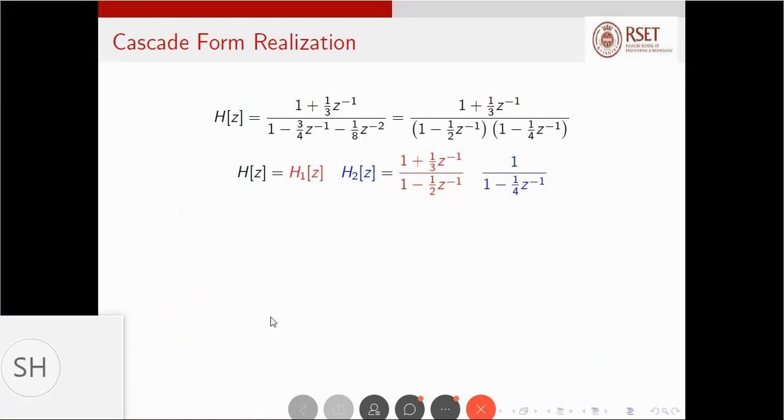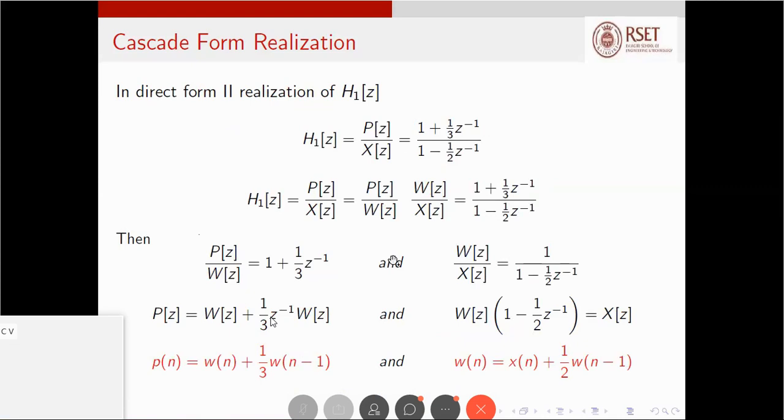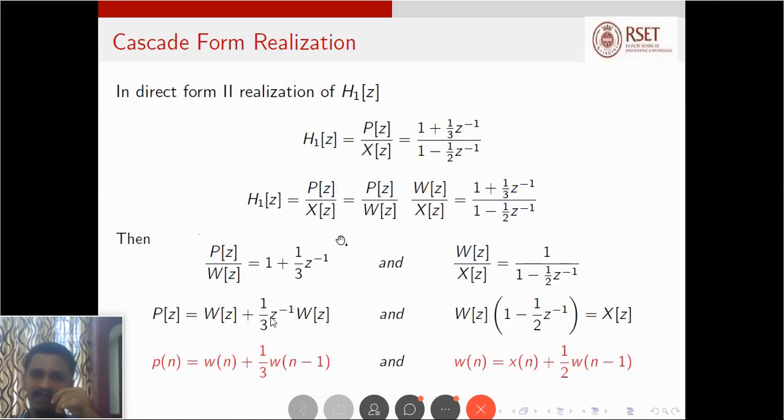The next question regarding cascade form realization is, what is small p of n and w of n in cascade form realization? Can you explain it again? P of n and W of n. Okay. In this case, P of n is actually the intermediate stage. You can see in the figure itself that it is clear, the P of n part. The P of n is actually the output of this system with the transfer function h1 of z. And your question is about the W of n.